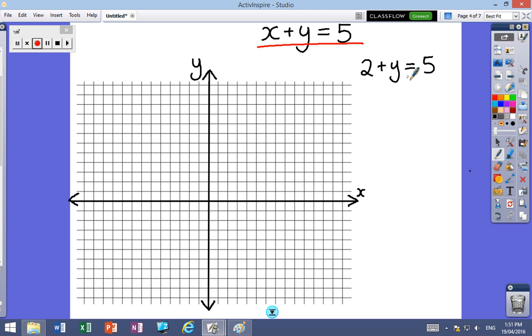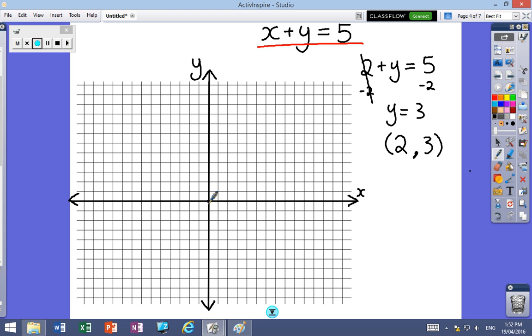I've made an equation that I can solve very simply by just saying minus 2 and minus 2. I do the same to both sides to be fair. You'll notice this 2 and this minus 2 will kill each other off, leaving y equals 5 minus 2 is 3. So what we've done here, we've said when x equals 2, now remember from plotting points, y equals 3. We've made a point using this linear relationship, the point (2, 3).